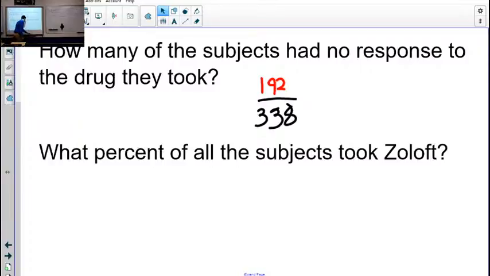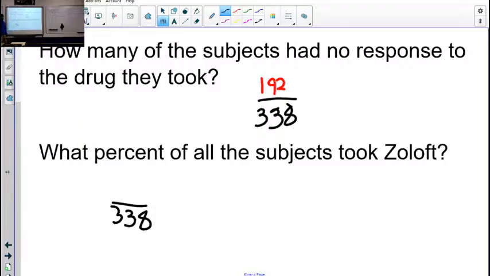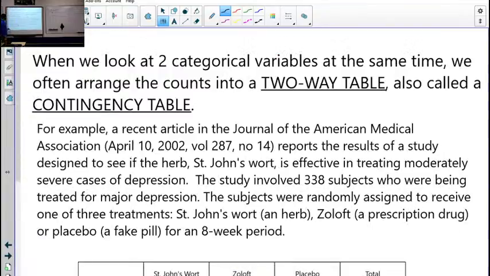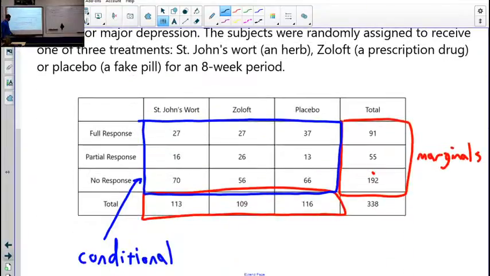All right. What percent of all the subjects? So again, we're out of all the subjects, out of everybody. 338. How many took Zoloft? We're tracking all the ones that took Zoloft. 109. And again, these are marginal cells of the table. These are the marginal pieces of the table, the ones on the margins. It gives all the totals. So 109.